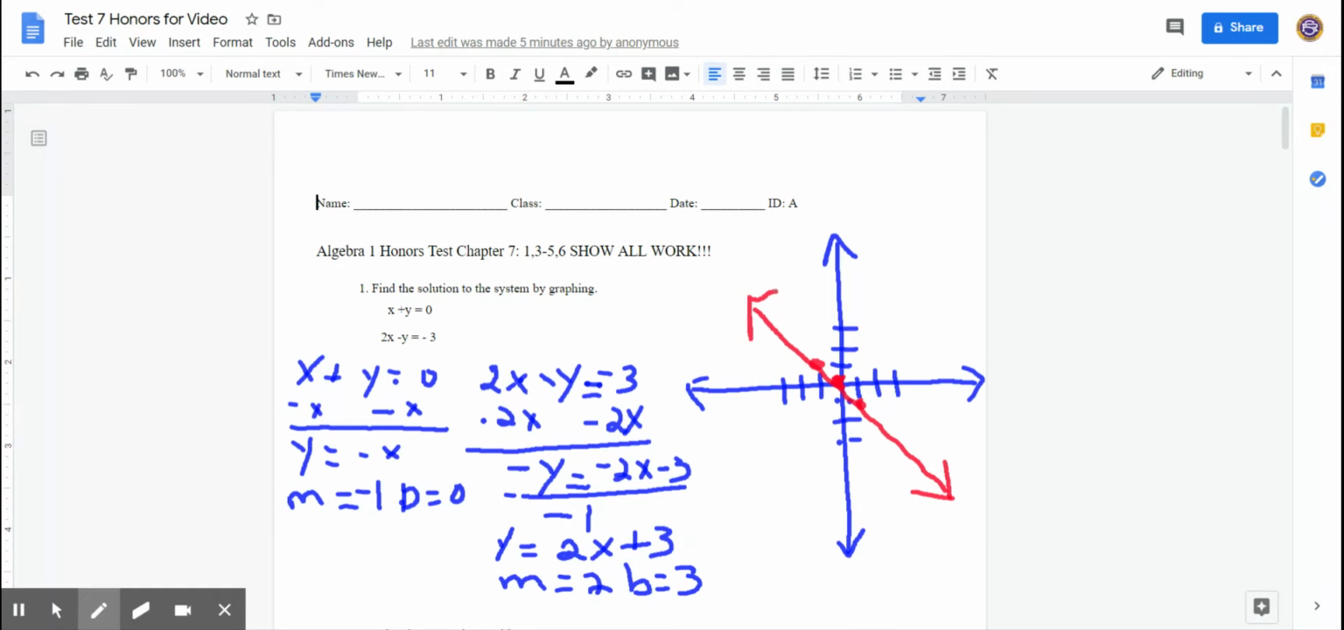The second line is y equals 2x plus 3. So the y-intercept is 3, so put a point at 3. The slope is 2, so go up 2 over 1. I just said up 2 over 2, which I'm really losing my mind now.